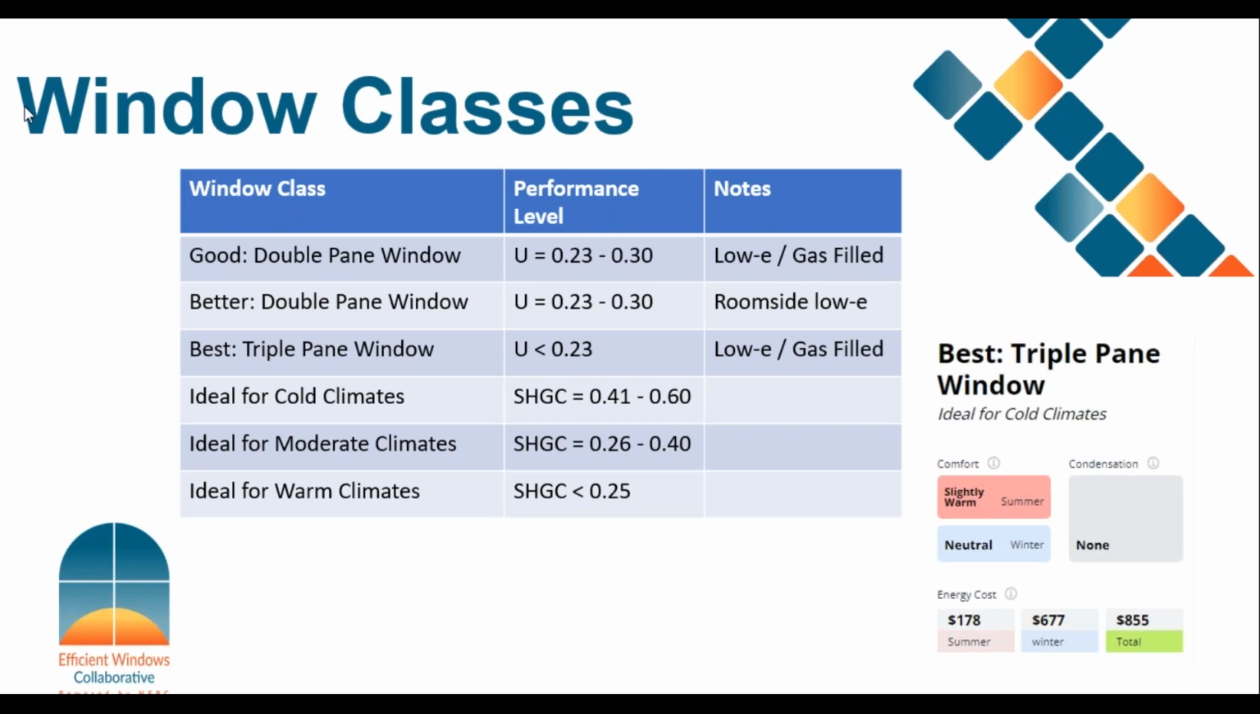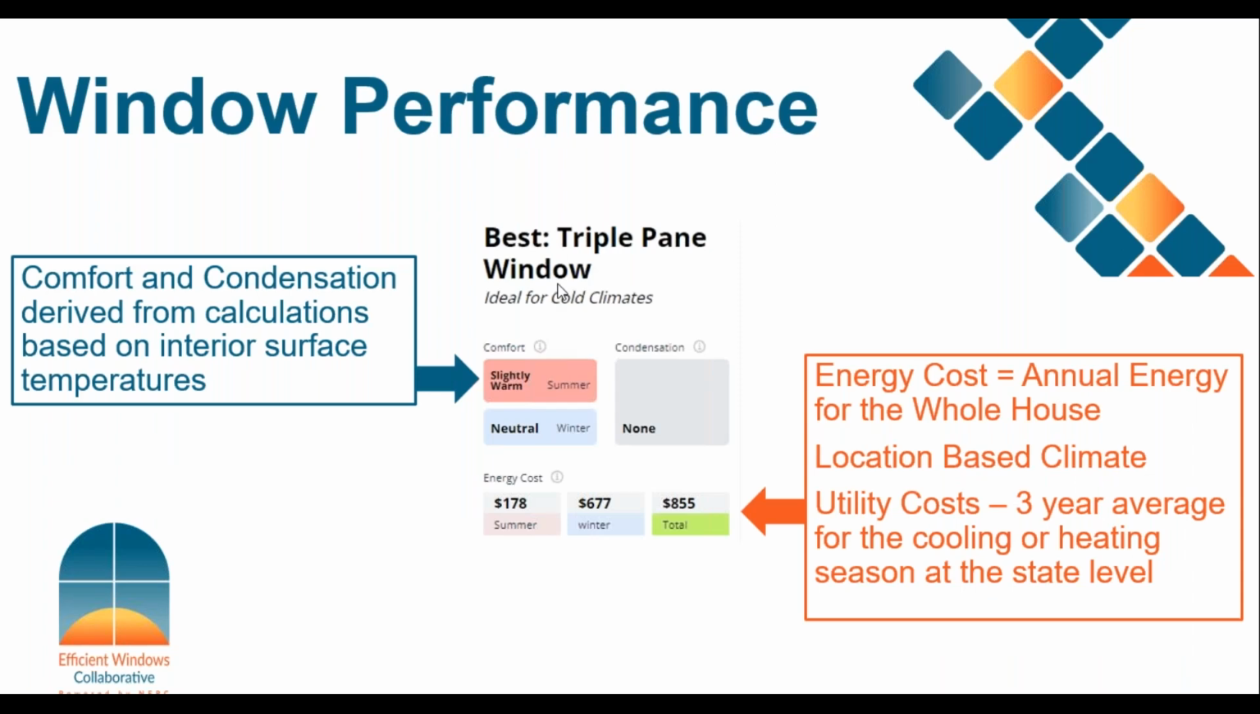So the details of that card that you see there, if you can go forward one slide, Jessica. Yep. As Jessica noted, we have the comfort and condensation performance, and those are historical data. This is the information that we've always used in the Efficient Windows tool, where a calculation was done based on interior surface temperatures of those products to determine their comfort levels. NFRC does not have a comfort rating.